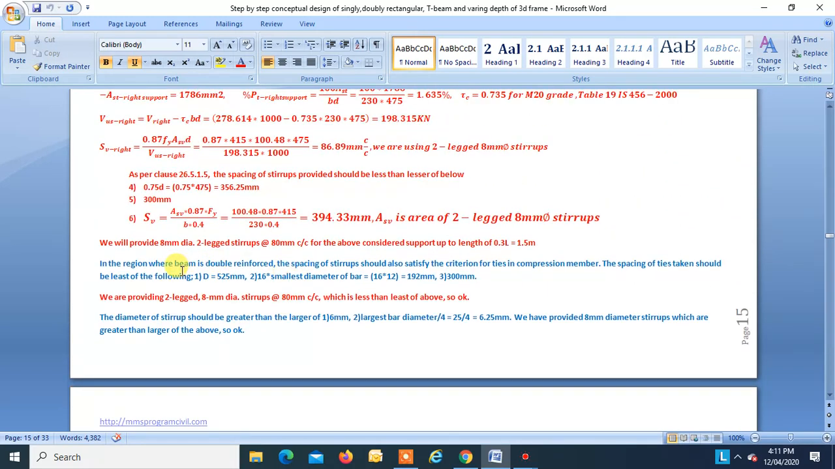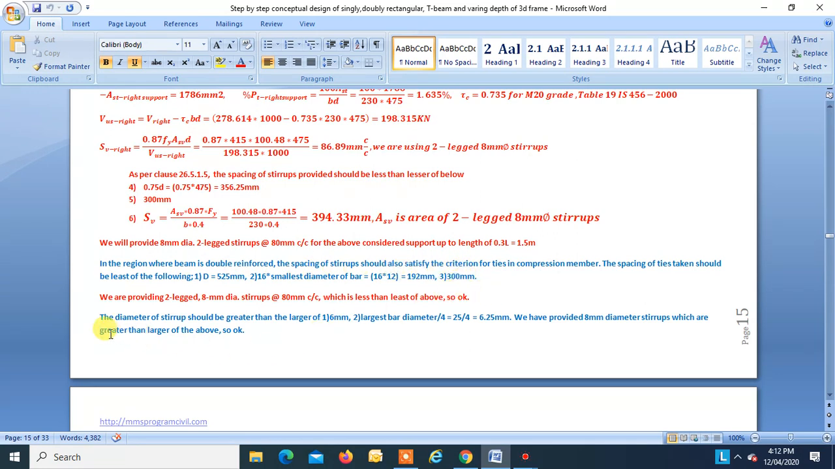Now one important thing which we have to keep in mind when the section is doubly reinforced. In the region where the beam is doubly reinforced, the spacing of stirrups should also satisfy the criteria for ties in compression members. In doubly reinforced sections we have compression steel. If you don't satisfy the criteria for ties, then there are chances that the compression steel will buckle out. The spacing of the ties taken should be the least of the following: D, our D is 525; 16 times the smallest diameter of the bar, that is 16 into 12, which is 192; and 300 mm. We are providing 80, which is less than all three, so it's okay.